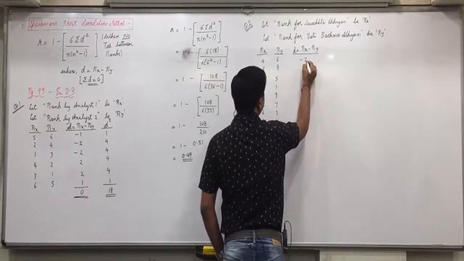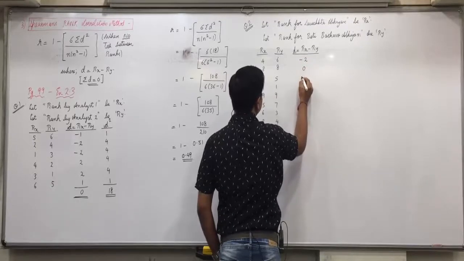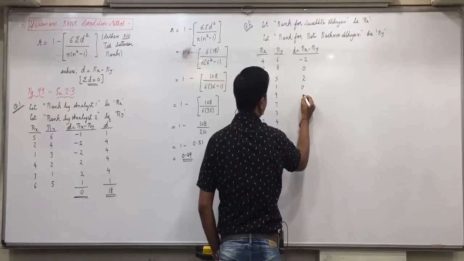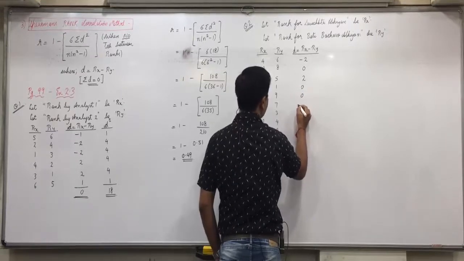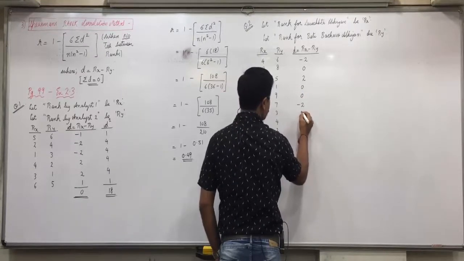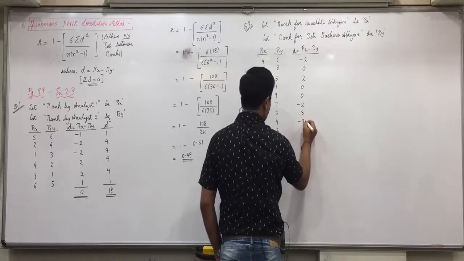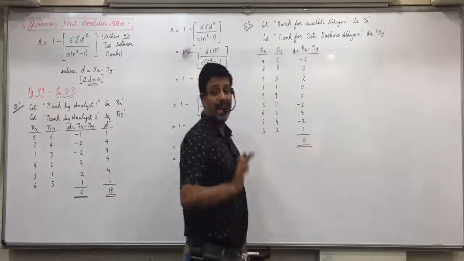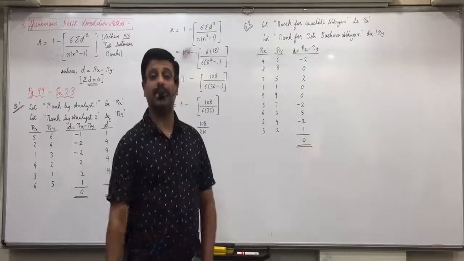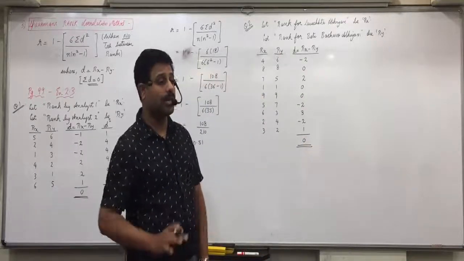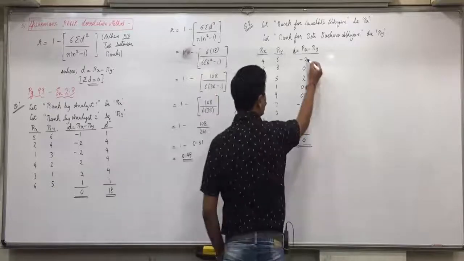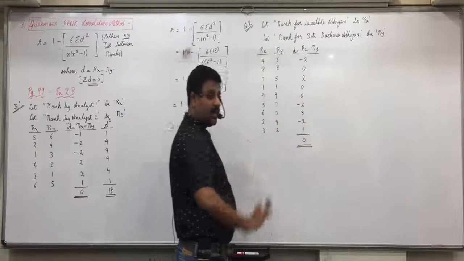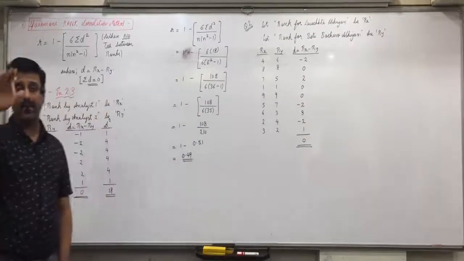4 minus 6 is minus 2. 8 minus 8, 0. 7 minus 5, 2. 1 minus 1, 0. 9 minus 9, 0. 5 minus 7 is minus 2. 6 minus 3, 3. 2 minus 4 is minus 2. 3 minus 2, 1. Don't directly write 0. Cross check whether it comes to 0 or not, because if it does not come to 0, there is some mistake. Like you can see, negative is 2, 4, 6. Positive is 2 plus 3, 5 plus 1, 6. It comes to 0.